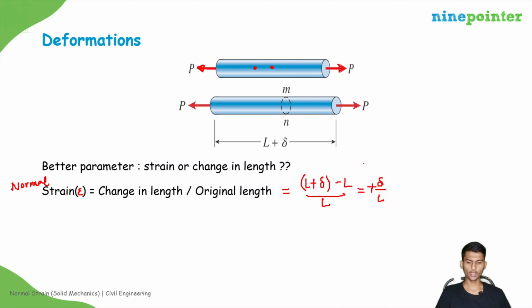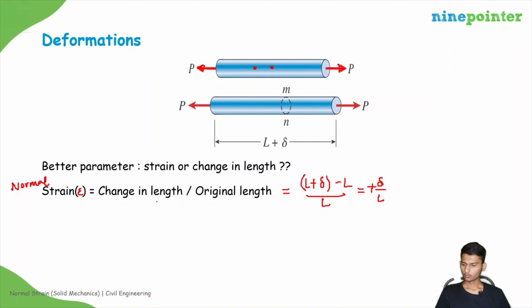This will be a positive value because it is a tensile load. If it is compressive, the length will decrease, so the change in length will be negative, and the strain will be negative. So normal strain will be positive for tensile load and negative for compressive load, right?